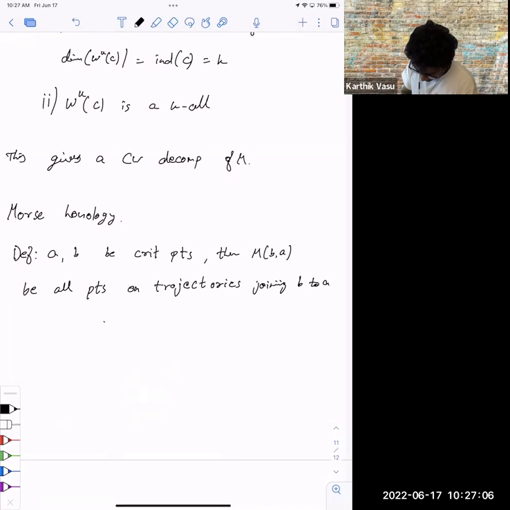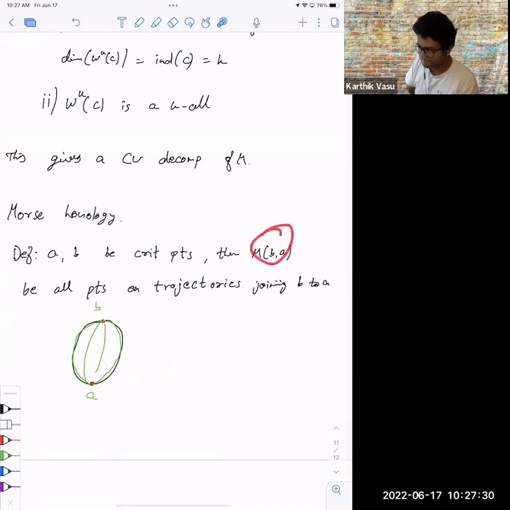So you had your sphere, you had your critical points. M_BA will be all the points between A and B. Take trajectories joining B and A. The top one will be called B, this will be A. Look at all of them joining here and look at all the points it traces out. That will be the set M_BA.